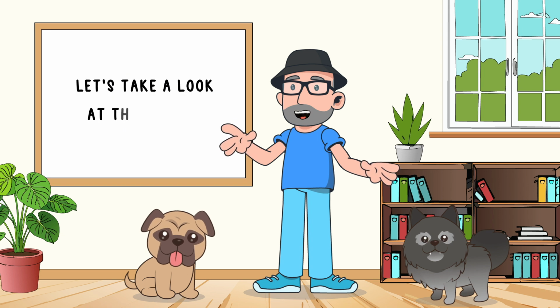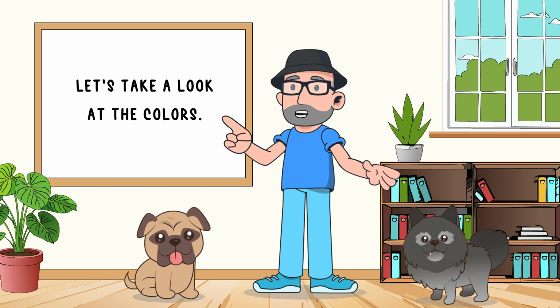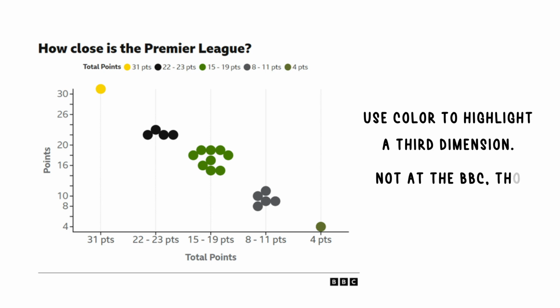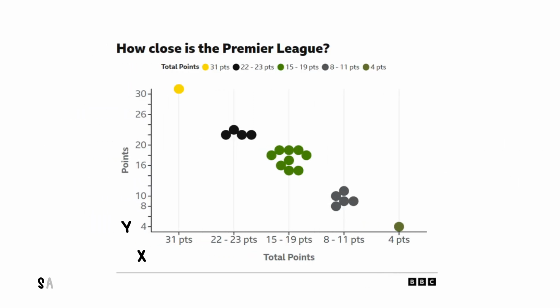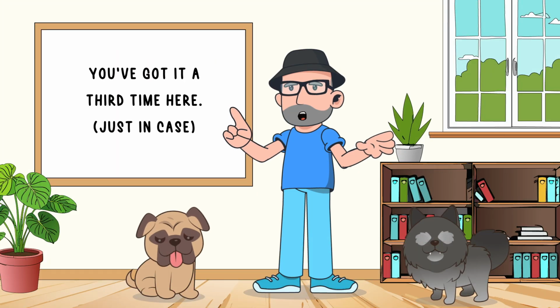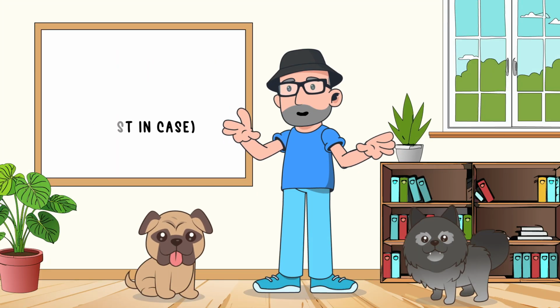But let's take a look at the scale at the top showing color and what it means. Typically when you build a graph, you use color to highlight a third dimension in this graph, but not if you work at the BBC. If you work at the BBC, you use color to highlight the exact same variable that both the x and y axis cover, just in case somebody didn't see it the first two times. Well, you've got it a third time here.